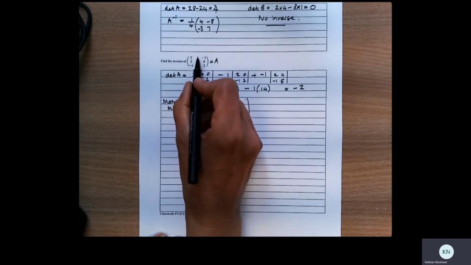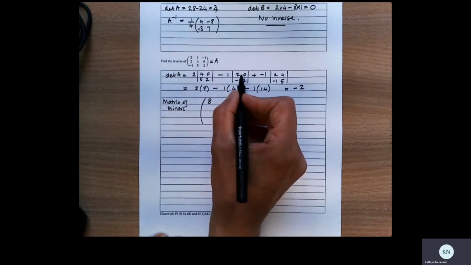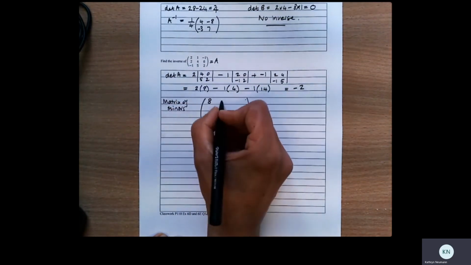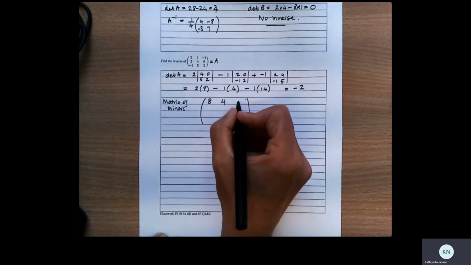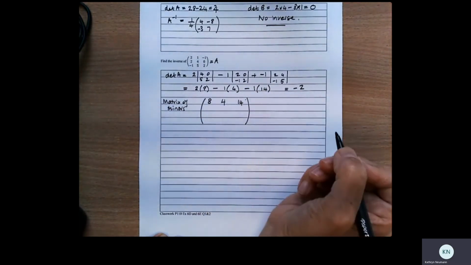The minor of the top row middle element is going to be 4. And the minor here is going to be 14.